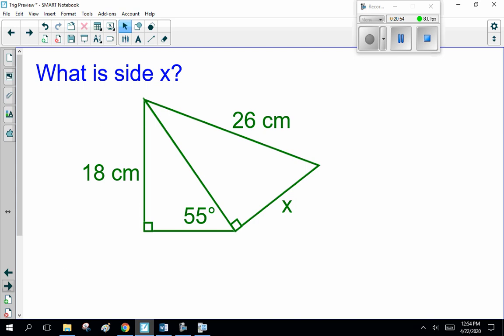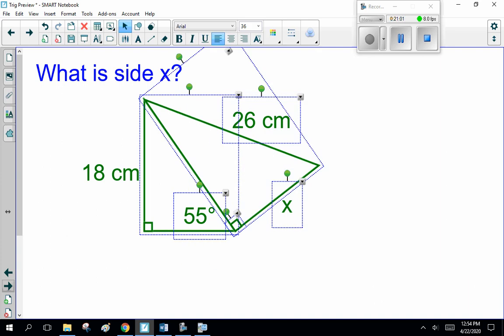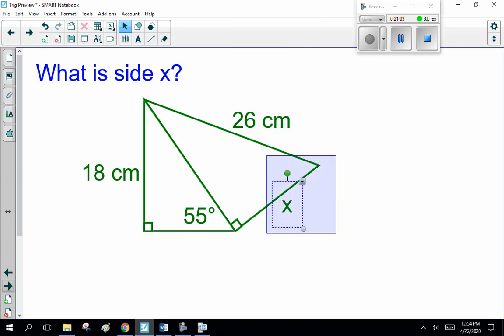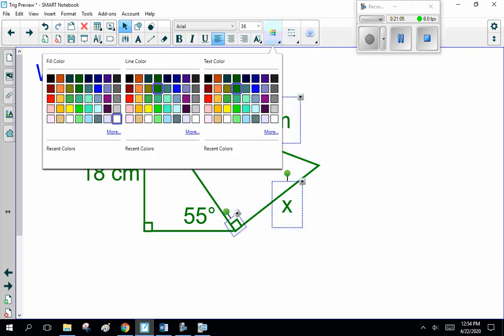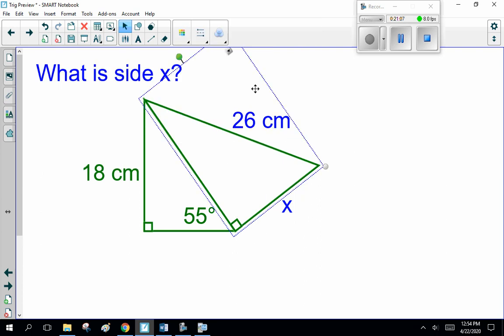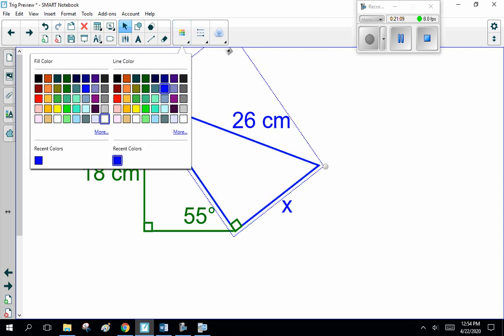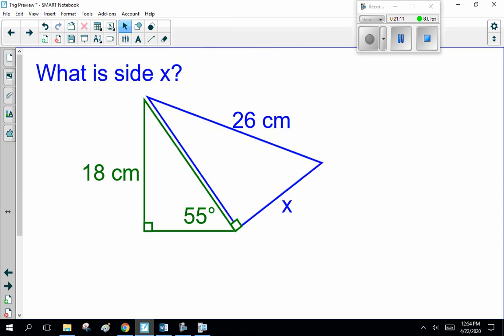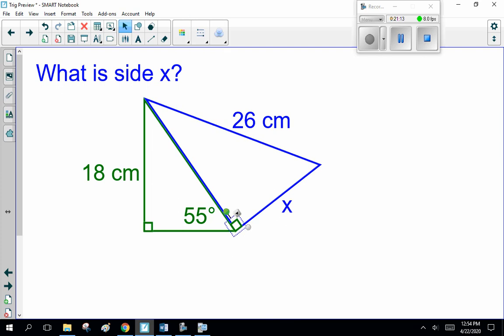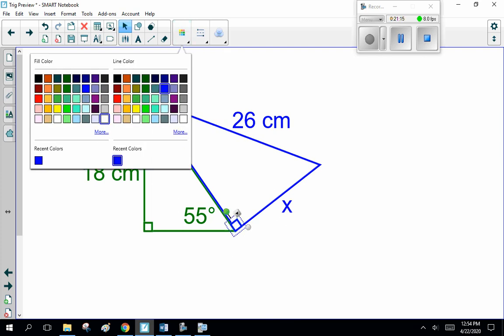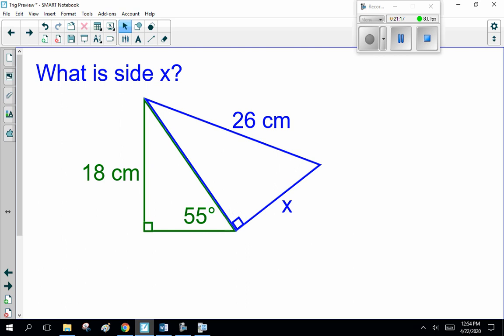So, second favorite question: what is side x? Now here, I want to note, you've got two different triangles. So you can do this. If I go like this, oh yeah, I see the two triangles there. Now you should remember this from Math 10C. So how would you solve this?